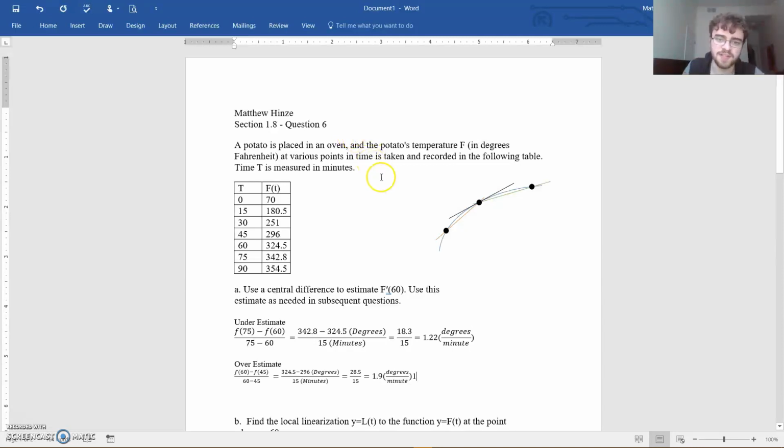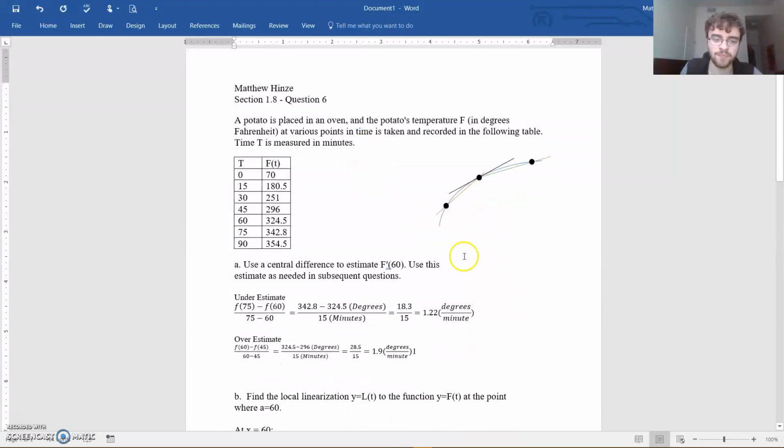So a potato is placed in an oven, and the potato's temperature F in degrees Fahrenheit at various points in time is taken and recorded in the following table. The time T is measured in minutes. So the first question asks us to use a central difference to estimate F prime of 60, and to use this estimate as needed in the following questions.